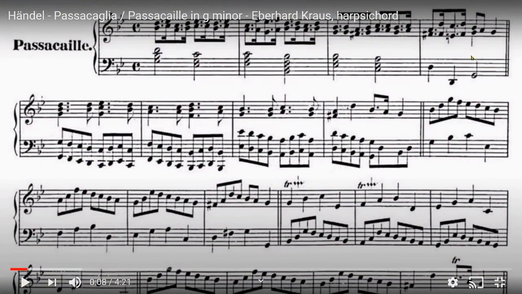Now, if you look at the music, this is the harmonic progression. Now, this harmonic progression goes on during the whole piece. Let's see here. So somehow the right hand takes over the harmonic progression.